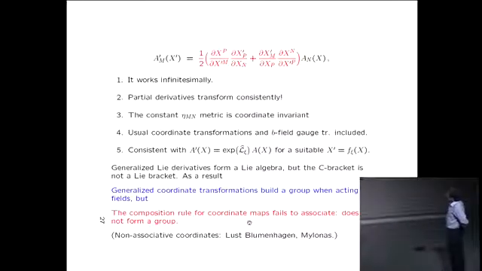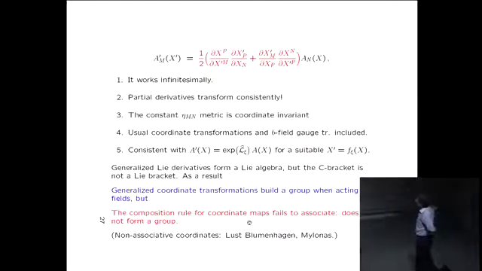And it works infinitesimally. That's the easiest part. Partial derivatives transform consistently. That's not obvious. A partial derivative should transform just like an object with an index down. The metric eta mn, which is a constant, is constant after you apply that transformation to both indices. Then if you look closely at these gauge transformations, these diffeomorphisms, they include coordinate transformations and B-field gauge transformations, and not much more. They are also consistent with viewing the large gauge transformations as exponentials of generalized Lie derivatives.